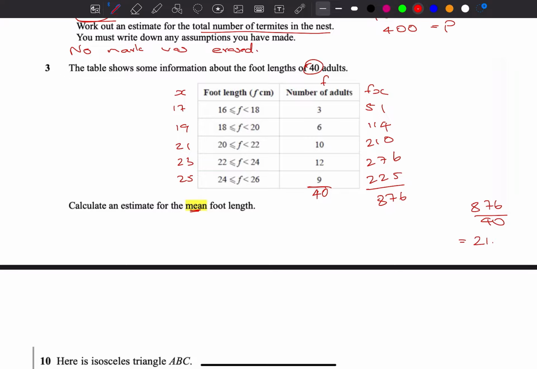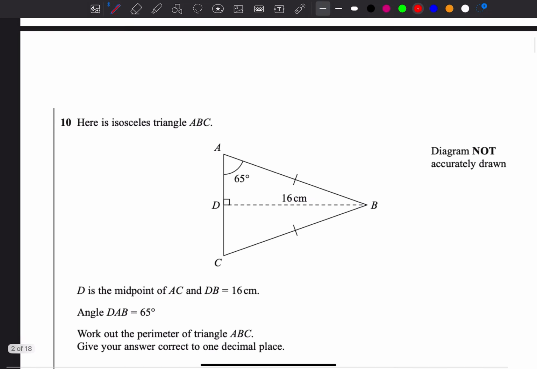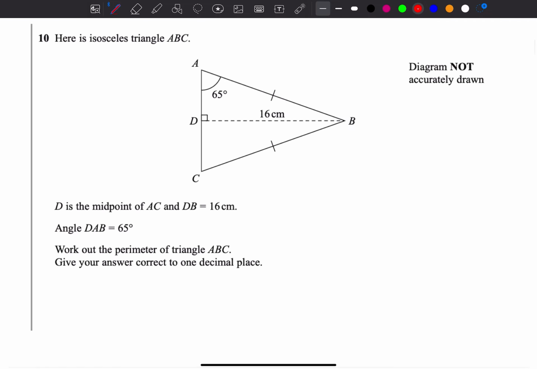21.9. That's the mean. Okay, very simple, straightforward. Work out the perimeter of this triangle ABC.